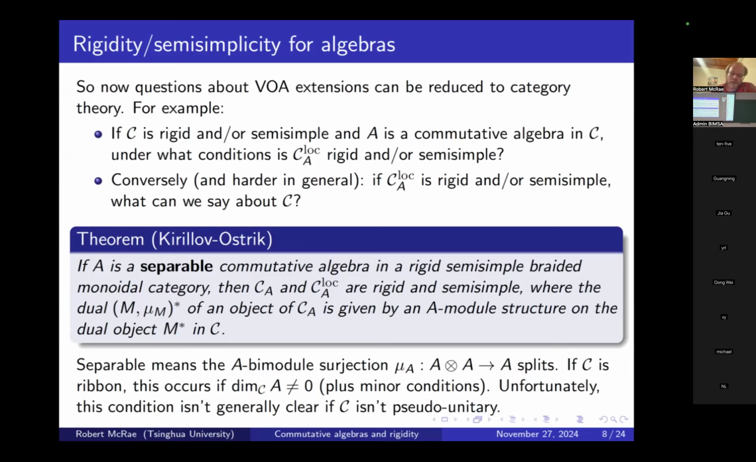And unfortunately, this non-zero dimension condition isn't so easy if your category C isn't so nice. If C is unitary, then these dimensions are all positive real numbers, so there's no issue with dimension equaling zero. Or if C is pseudo-unitary more generally. But when we look at rational VOAs, most of the tensor categories we find aren't unitary or even pseudo-unitary. So this is a bit of a problem for us if you want to go outside of the unitary modular tensor category setting.